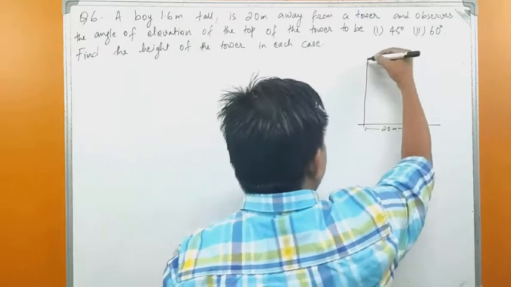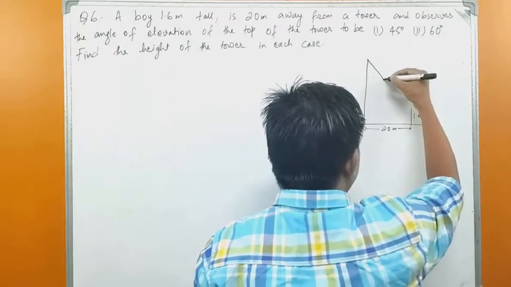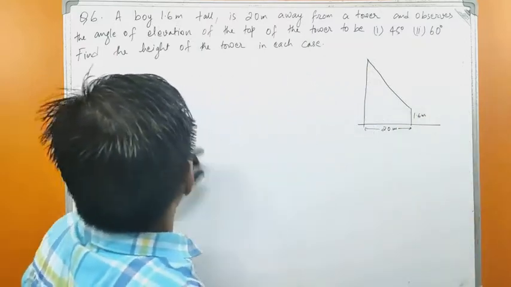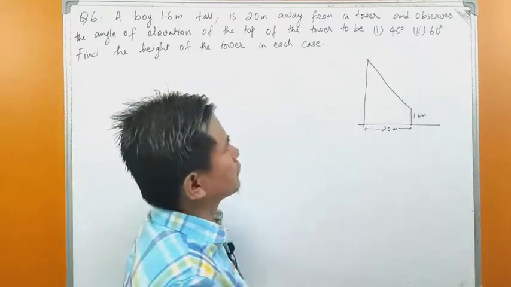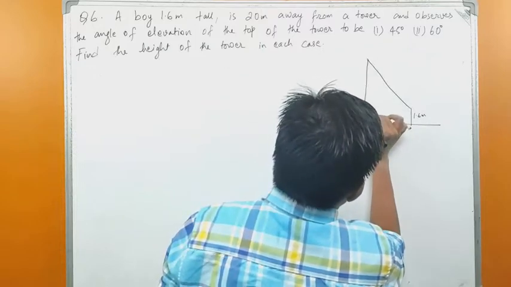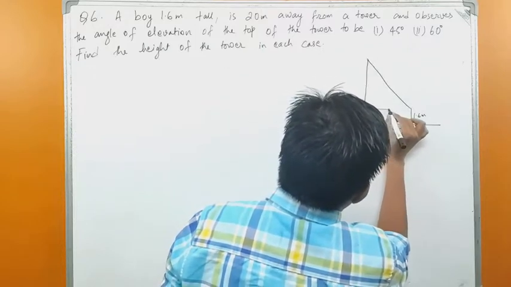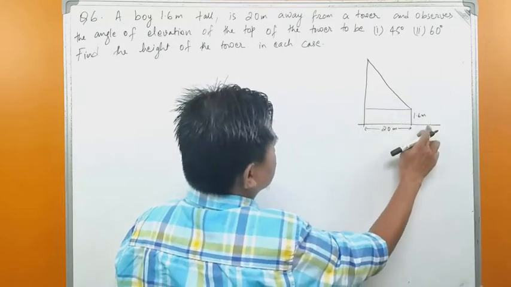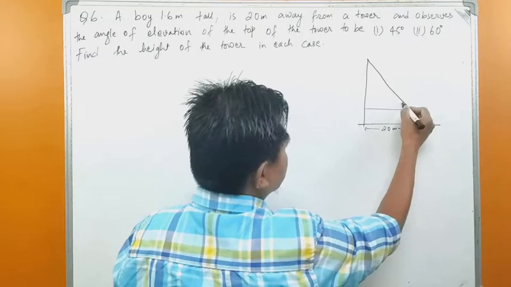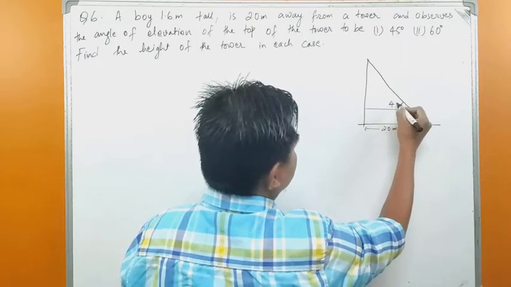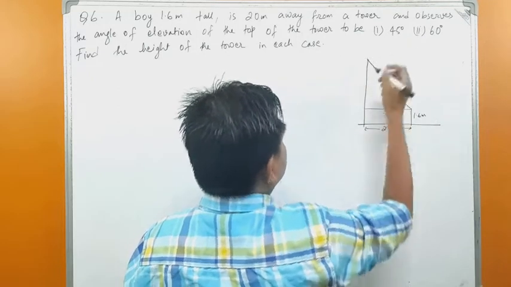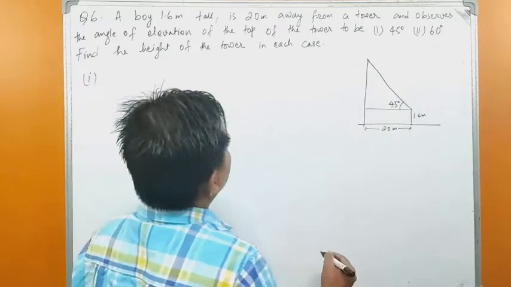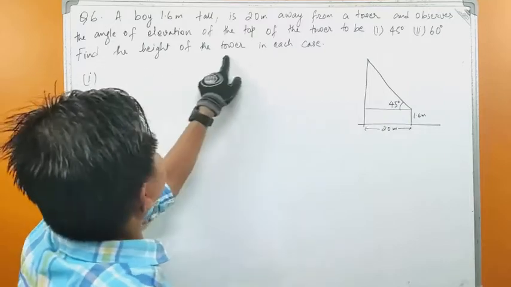Now the boy observes the top of the tower, and the angle of elevation in the first case is 45 degree. So let us draw a straight line parallel to the base. So this line is drawn parallel to the ground. So the angle of elevation in the first case is 45 degrees. I am doing question number 1, that is 45 degree. Now we are asked to find the height of the tower.